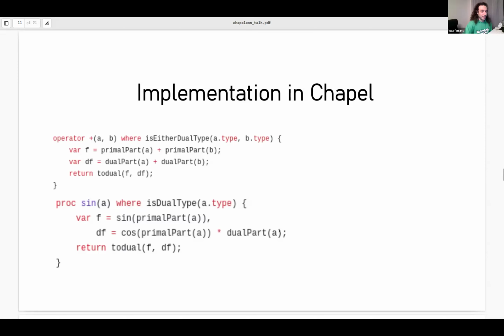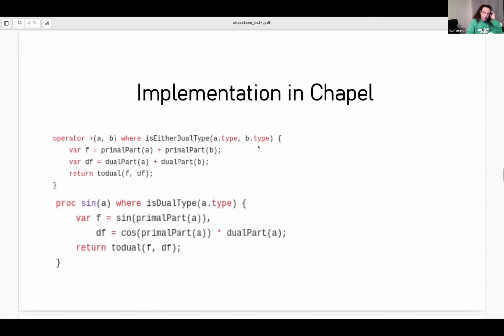So this dual part of A would come from the previous computation. Now we go inside out, and the previous part would be the derivative of the inner function. And now I construct the dual number with a new primal part and new dual part. So this is the rule that we defined for sine of how to compute the derivative. Similar thing for addition, not much to say. The derivative of the sum is the sum of the derivatives.